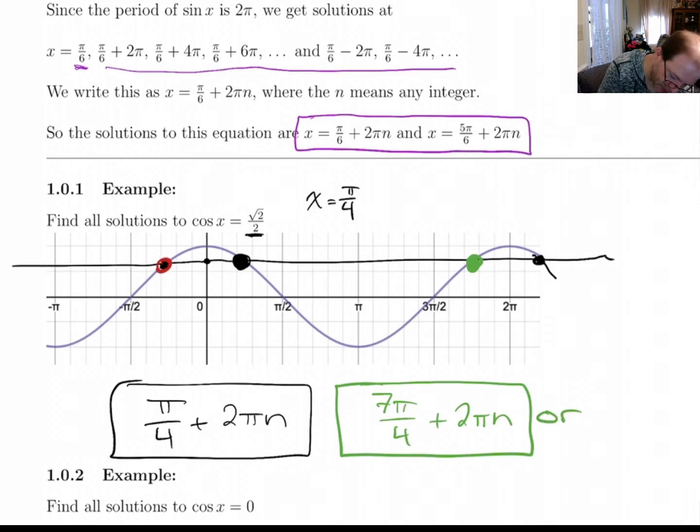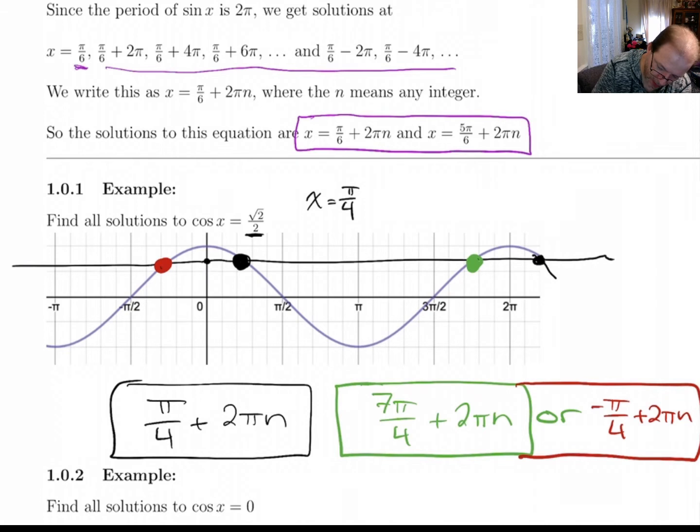Or you could start from this one back here, which is negative pi over 4. So that stuff in that big green and red box, you can include either one of those two. Both of those represent the same sets of solutions.